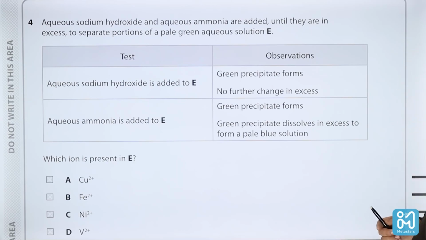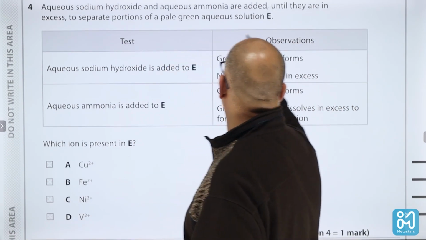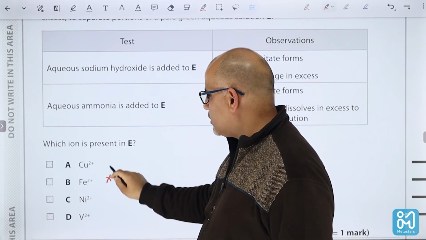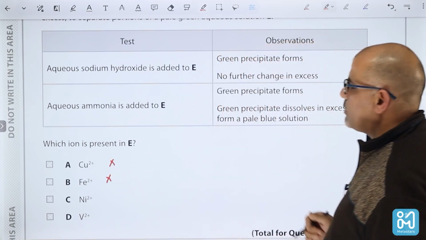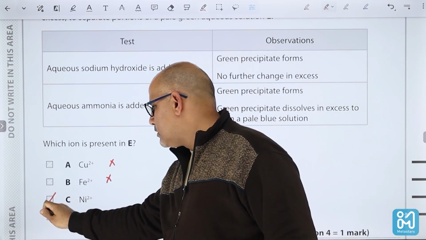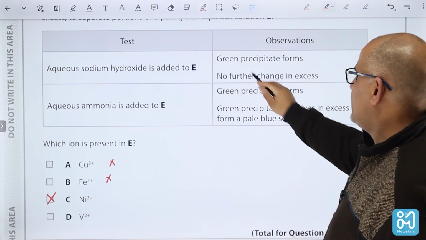For the first test, if we thought that it is copper, copper will form a pale blue precipitate with sodium hydroxide, so copper does not work. And if you return to the solubility, it will not be iron because it will form a soluble one with ammonia. So nickel is the most suitable ion for these two tests.